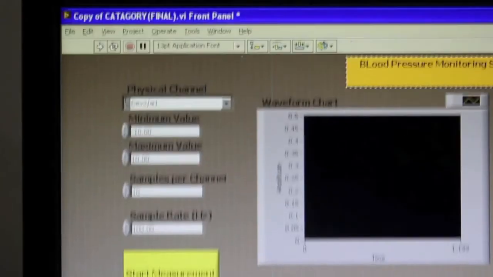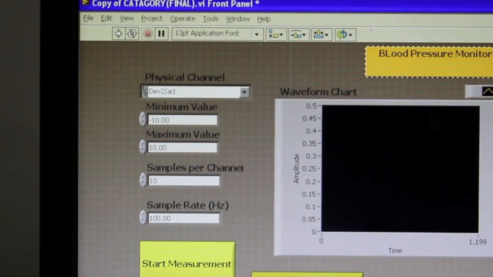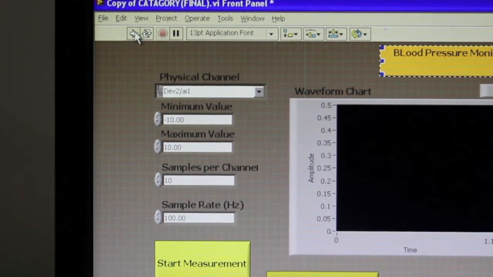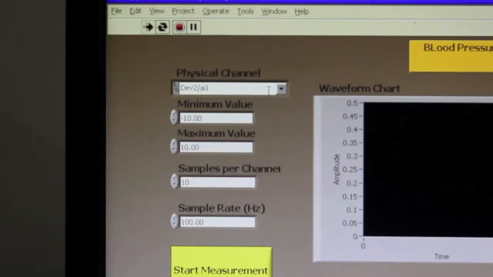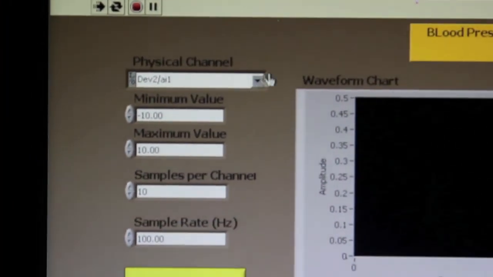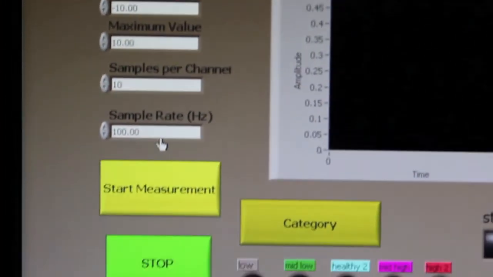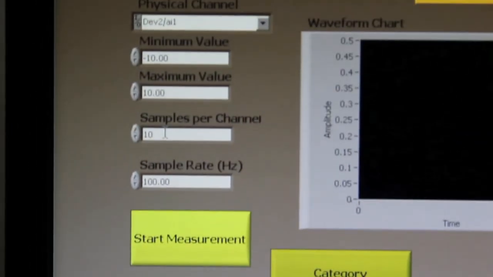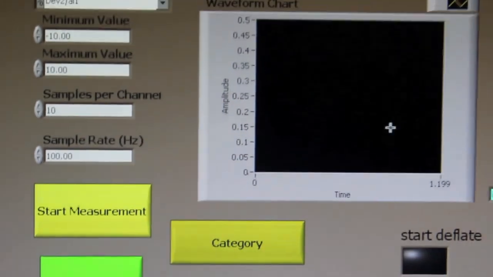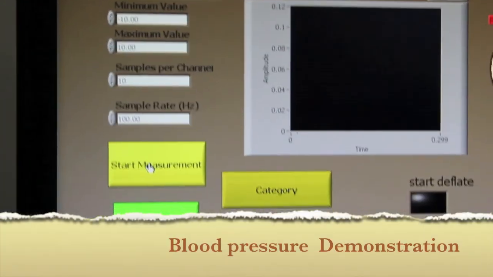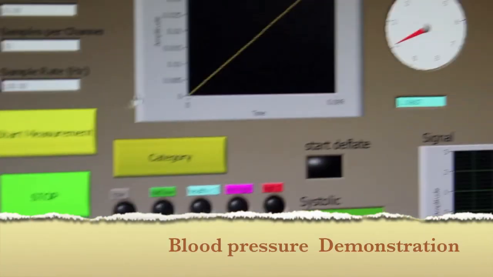Let's move towards the LabVIEW code which we have designed for the blood pressure measurement. Now I'll click on the run button. This is the device channel which we have selected of an NI DAQ. Sampling rate has been given as 100 and samples per channel is given as 10, so that we get an appropriate graph. Now I'll click on start measurement.